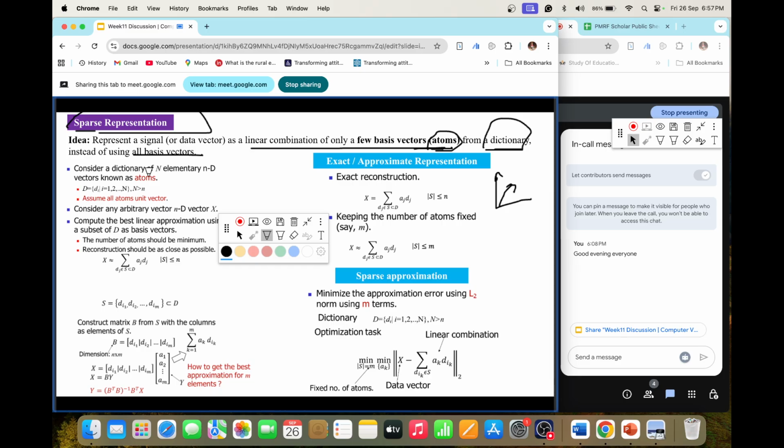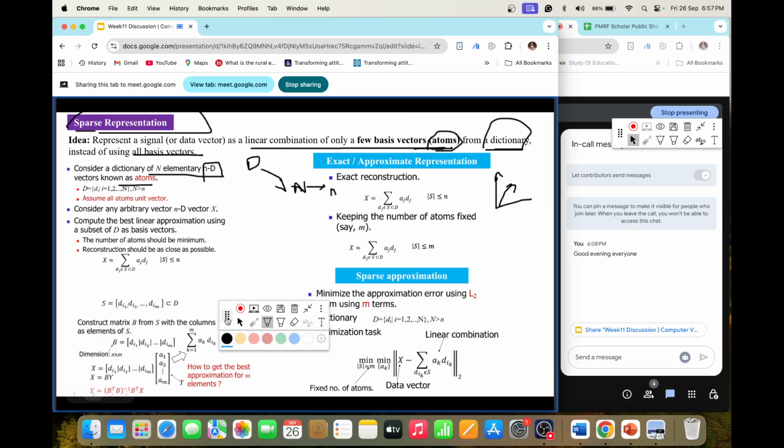Okay, so consider a dictionary of n elements, that is n dimensions, and the vectors are known as atoms. So dimension dictionary means the total dictionary. In this dictionary you have capital N number of total dimensions, and from this you will only take small n. You will only take small n atoms to represent your data point in those atoms. That is the idea of this sparse representation. These are all the things that have already been discussed.